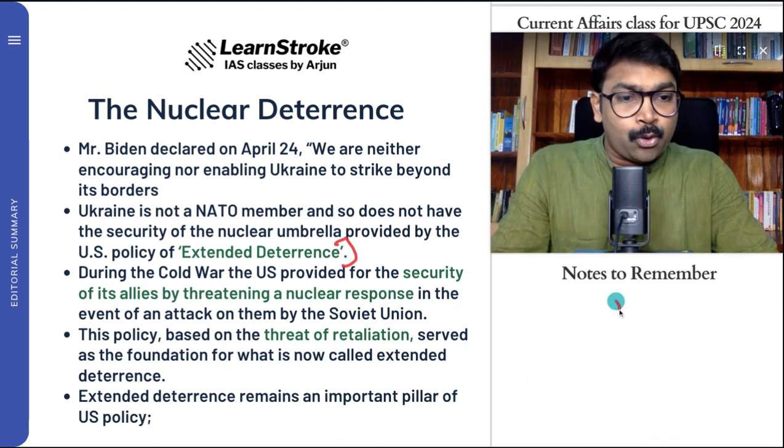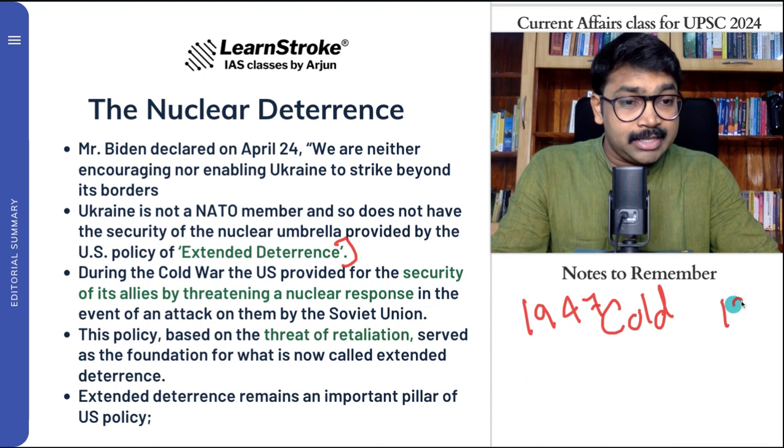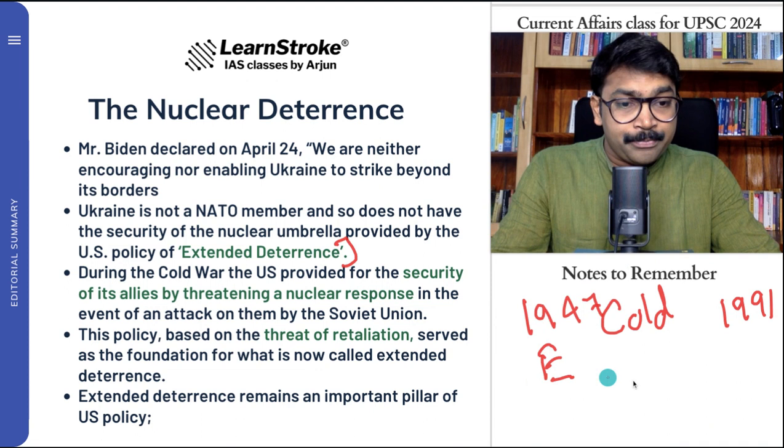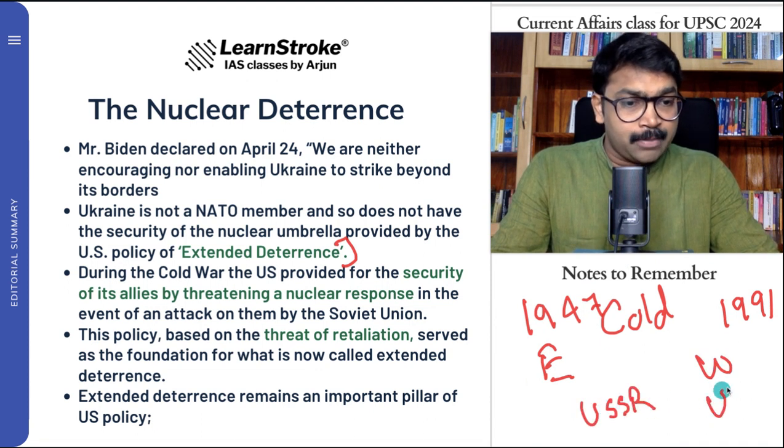So what do you mean by Cold War time? You should know that from 1947 to 1991, I'll make it very brief, the whole world was polarized and divided into the Eastern Bloc and the Western Bloc, one dominated by the USSR, the precursor of Russia, and the other by the USA.